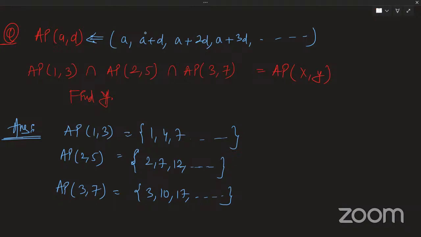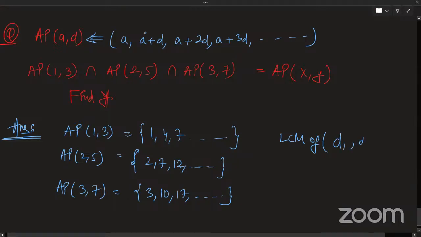105, sir. How did you do it? It's the LCM of D1, D2, D3, right? 3, 5, 7. So tell me, what is D1? 3. It is 5 and 7. What is the LCM of 3, 5, and 7? 105. Correct, absolutely correct.